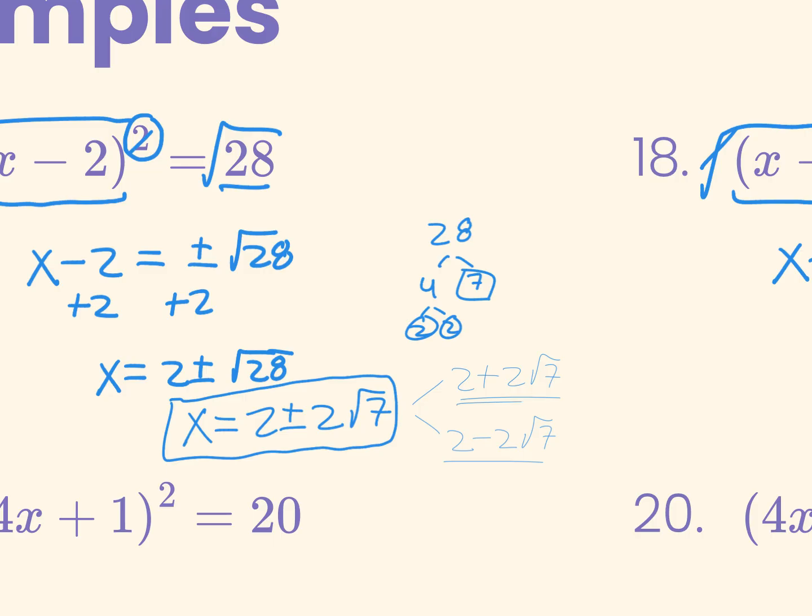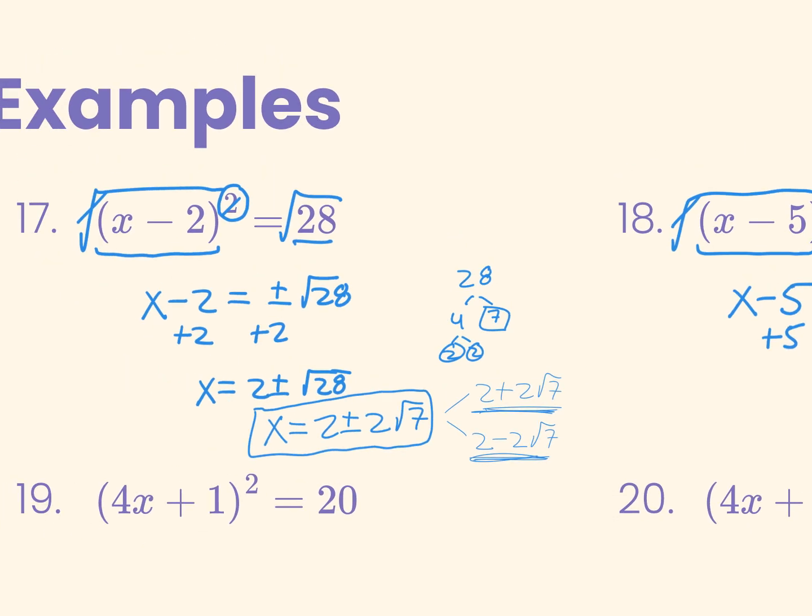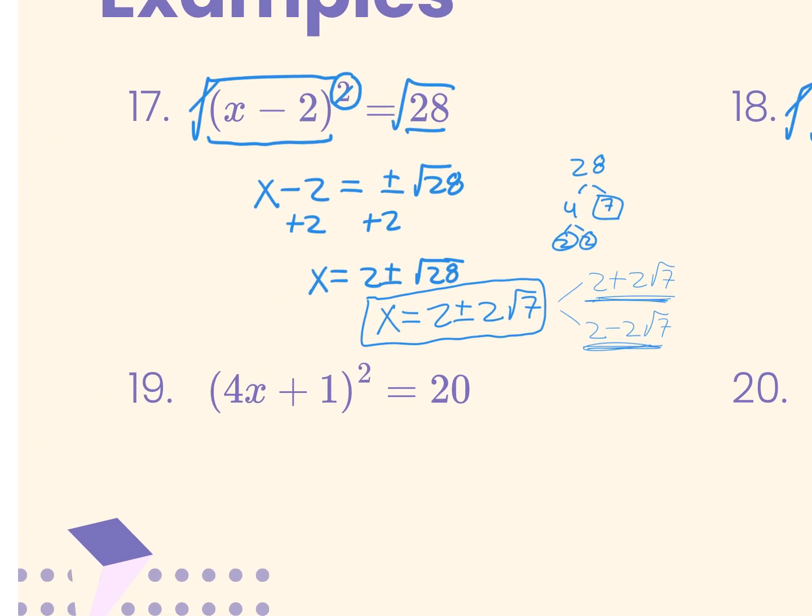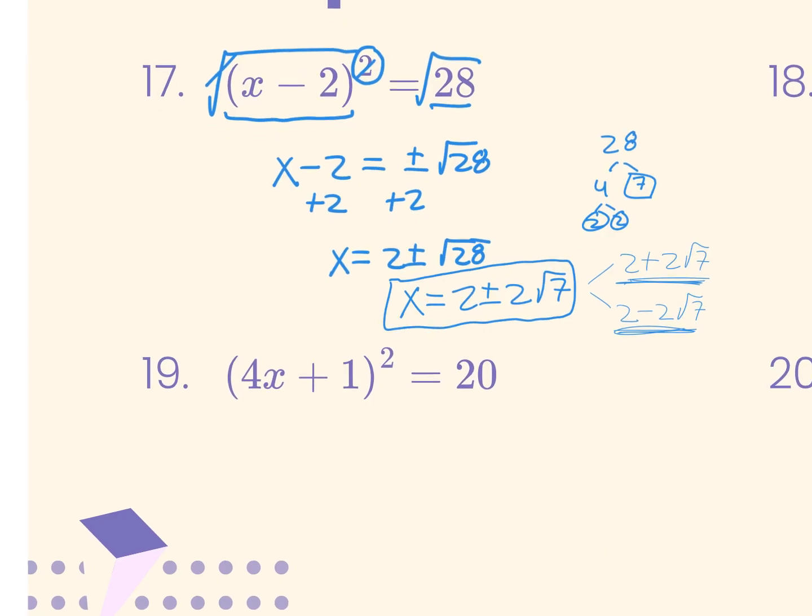I cannot add 2 plus 2 square root of 7, and I can't do 2 minus 2 square root of 7. So there's nothing more I can do with those. Those are going to stay exactly as they are. So hopefully that distinction's clear. All right, let's try the same thing with number 19.